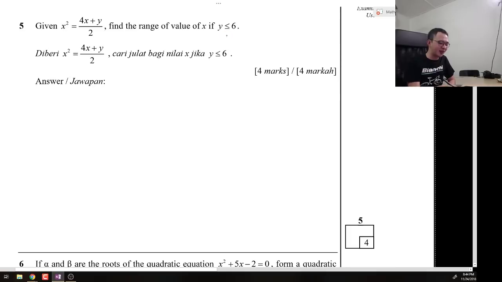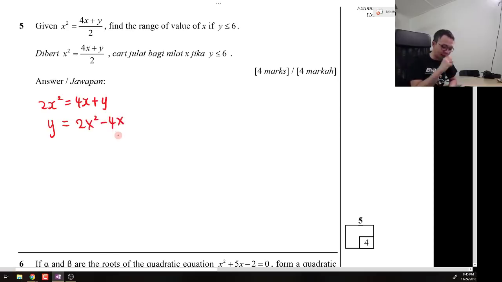Find the range of values of x when y is less than or equal to 6. So before I do that, I need to make y the subject of this equation. So I cross multiply: 2x squared equals 4x plus y. So y basically equals 2x squared minus 4x.